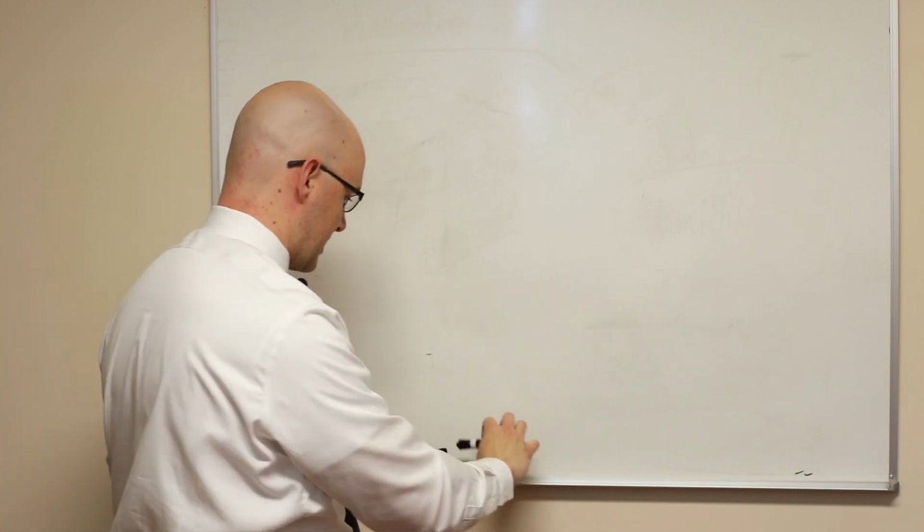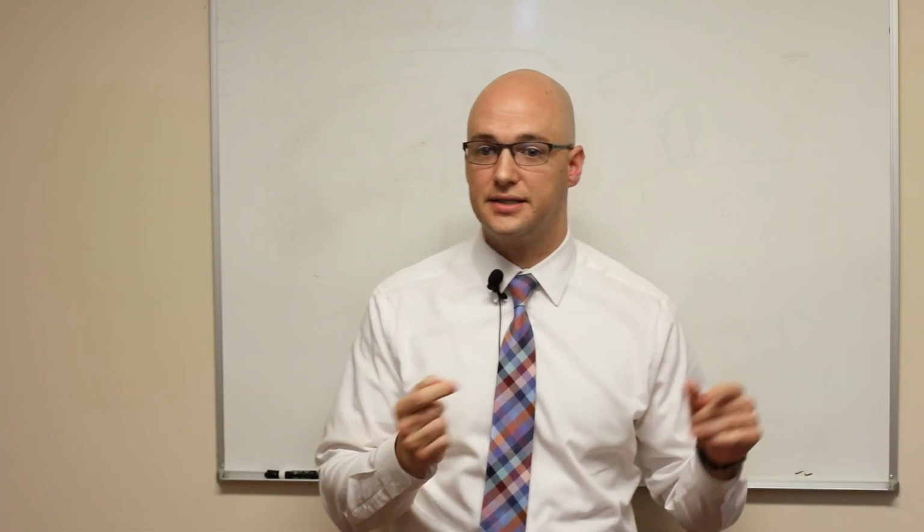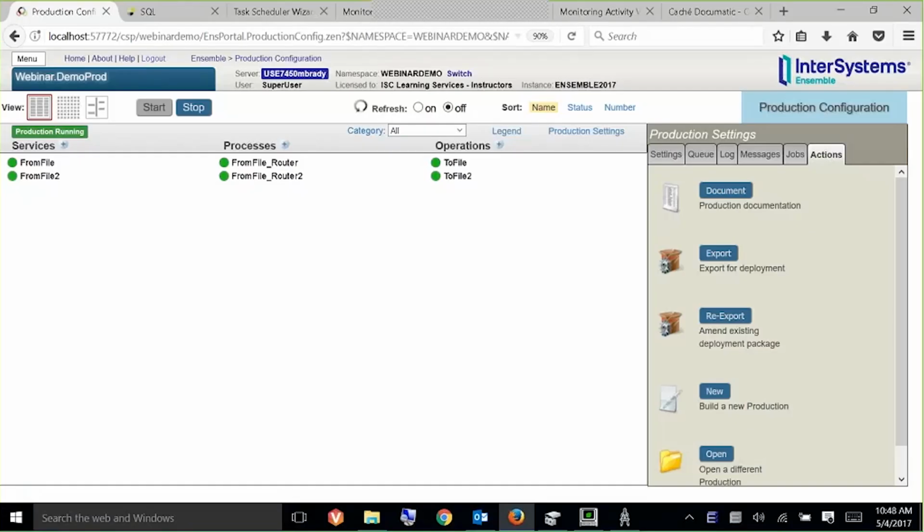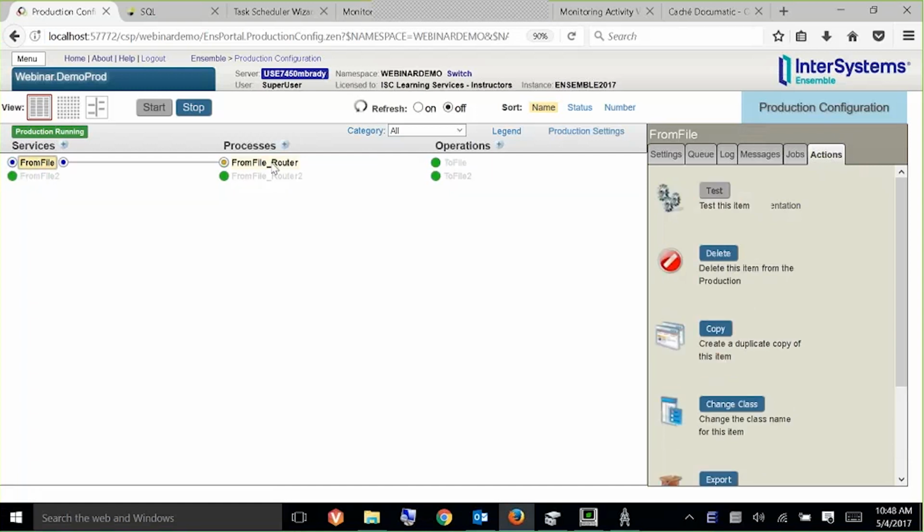Okay, so let's go ahead and hop over to the demonstration, and we'll dig around Ensemble, and I'll go ahead and set this up. And look at that, I have a production up already. It's like a cooking show where they just have it already prepped. So here's my production, very, very simple. I just have a business service that sends to a process, and then the process sends to both business operations.